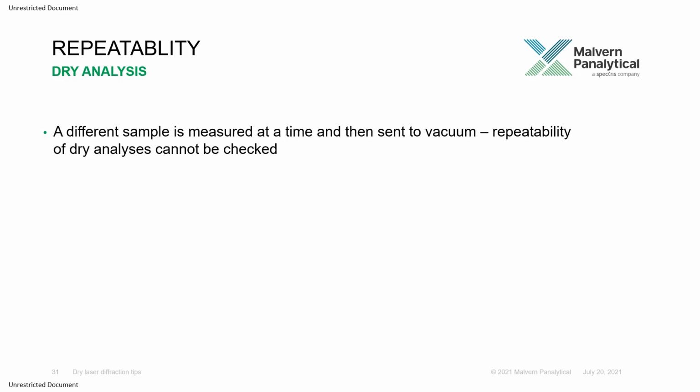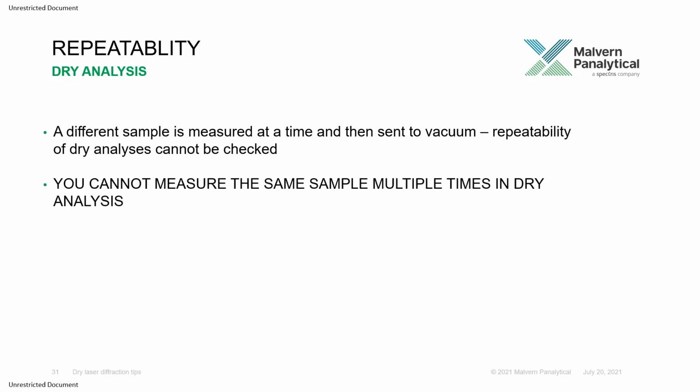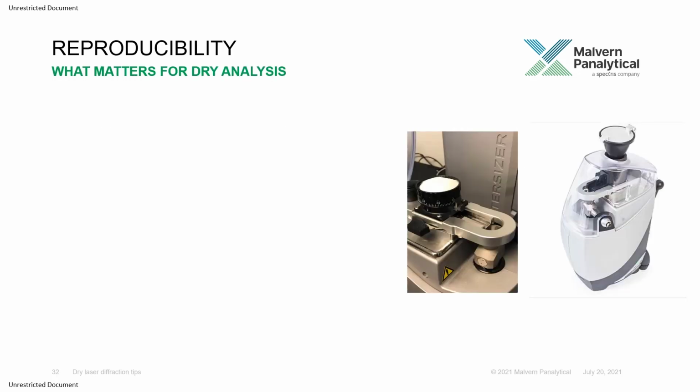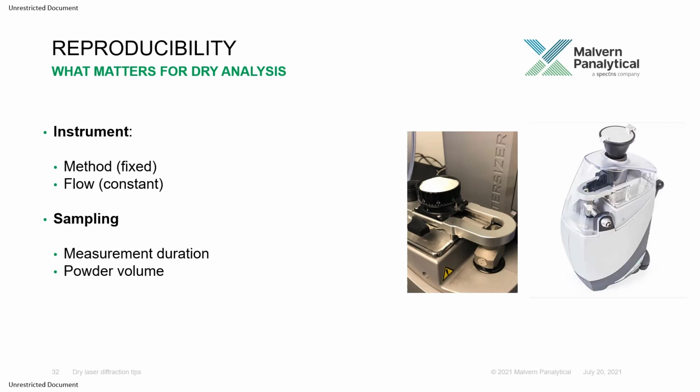Repeatability studies are not possible for dry analysis. A different aliquot is measured and sent to the vacuum each time. You cannot measure the same sample unless you somehow recover it from the vacuum or at the end of the dry flow cell. In terms of reproducibility, the influencing factors are the method, the flow, and sampling. You want the same method with a constant flow and appropriate sampling in terms of volume and measurement duration.